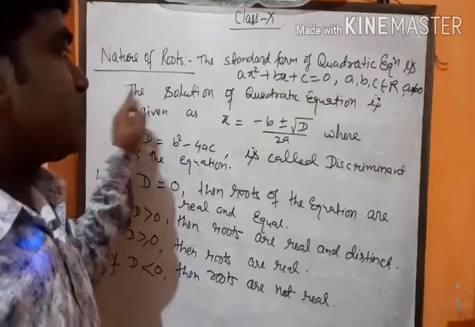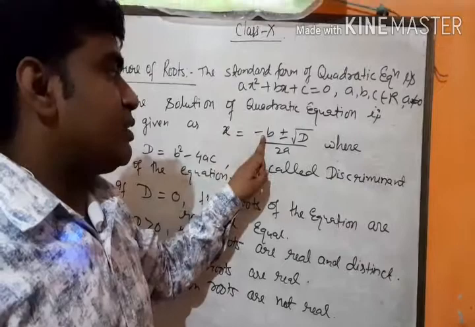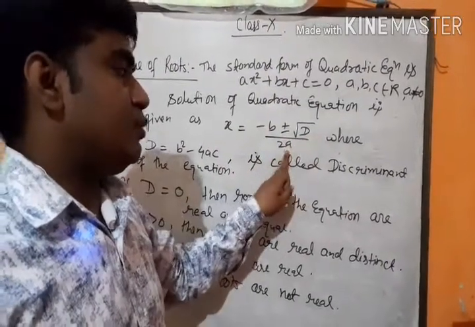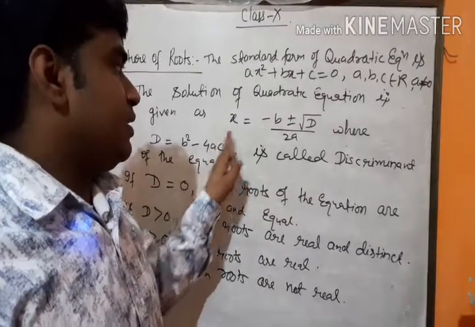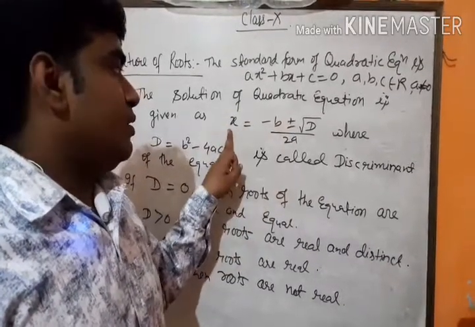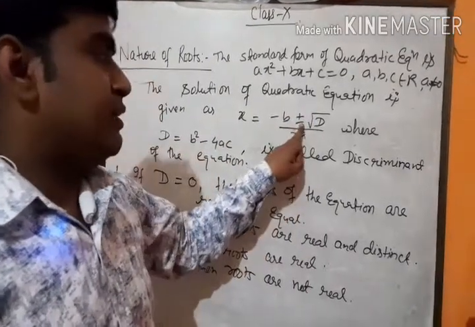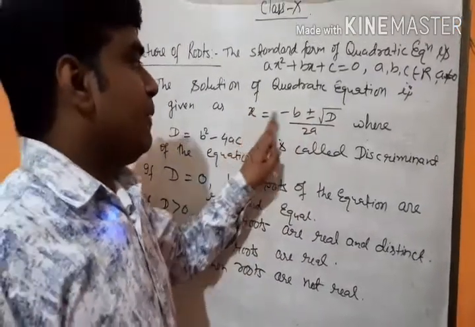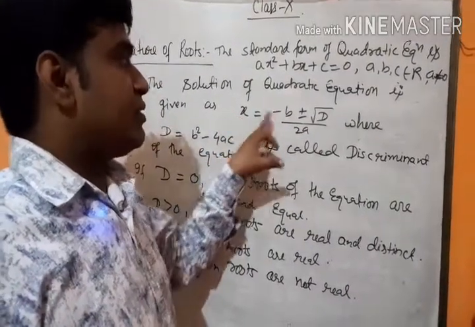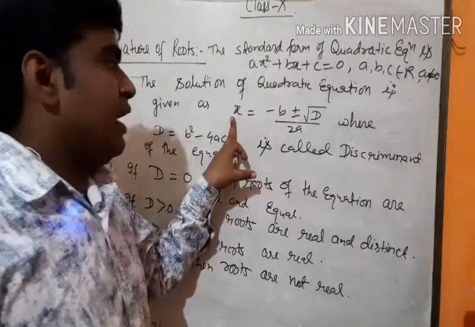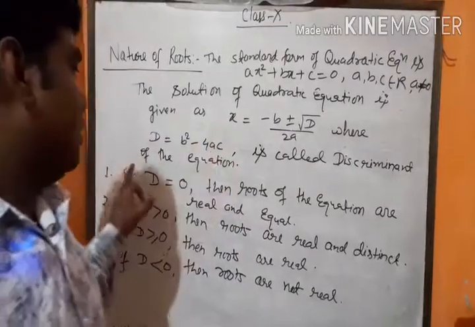And also we know that the solution of the given quadratic equation is given as x = (−b ± √D)/2a, where D = b² − 4ac. Taking plus, we have x = (−b + √D)/2a, and taking the minus sign, we have x = (−b − √D)/2a. So the first zero is written as alpha and the second zero is written as beta. Zeros and roots are the same.